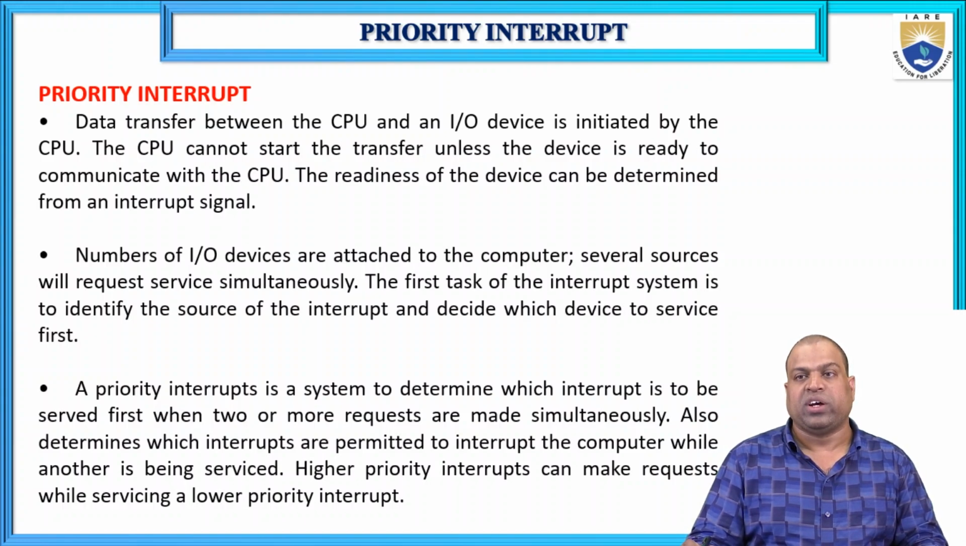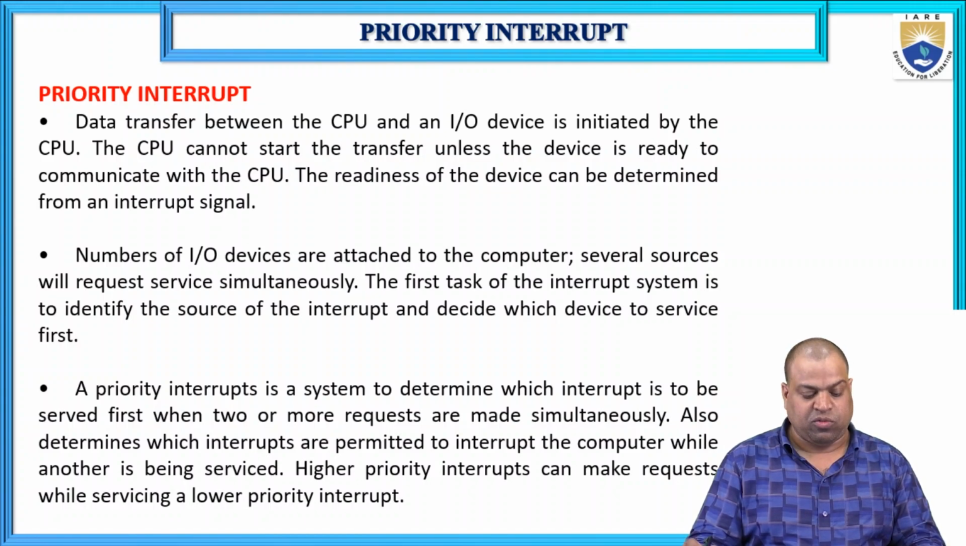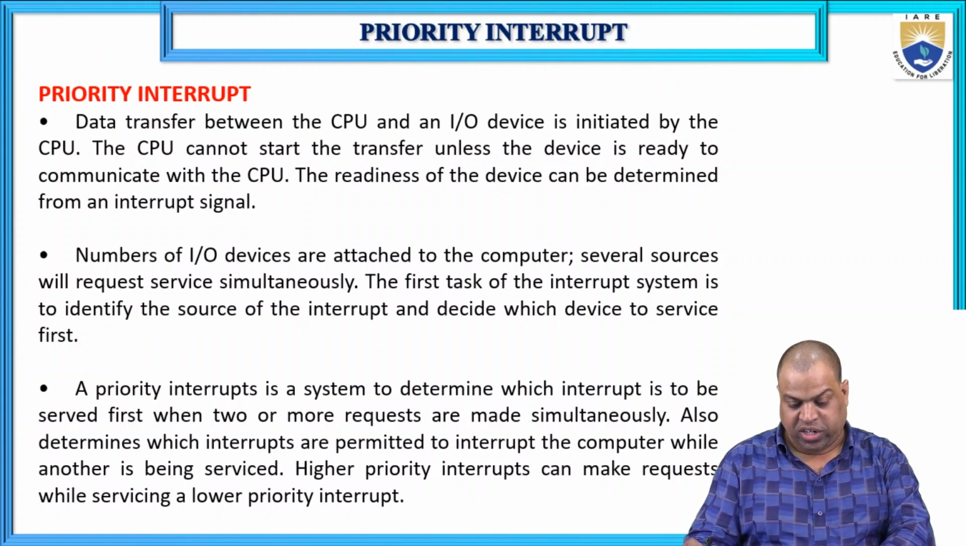The first task of the interrupt system is to identify the source of the interrupt and decide which device to service first. A priority interrupt is a system to determine which interrupt is to be served first when two or more requests are made simultaneously. It also determines which interrupts are permitted to interrupt the computer while another is being serviced. Higher priority interrupts can make a request while servicing a lower priority interrupt.